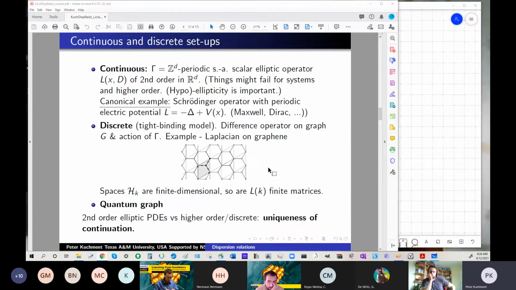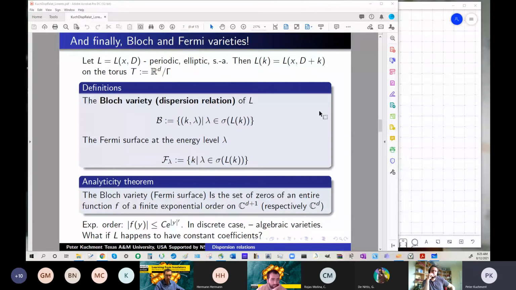Right away, I want to mention an important difference between continuous second-order operators and operators of higher order or discrete operators. Namely, second-order elliptic operators have uniqueness of continuation. So if you have an eigenfunction solution that vanishes on any small ball, it is 0. It's not true in the discrete case, and it's not true for higher order operators, like for elasticity, for instance. So this creates some problems which I will not mention here.